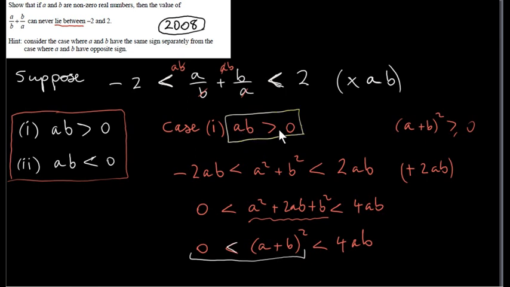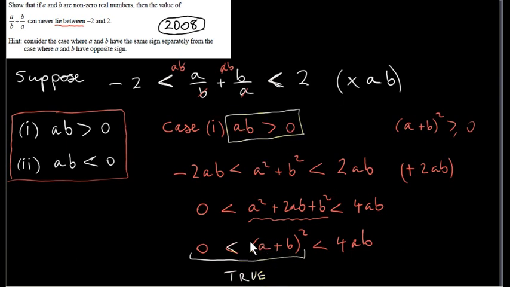If A times B is positive, it means that A and B cannot have opposite sign. If we want A plus B to equal 0, then A and B would have to have opposite sign. For example, if A was plus 2 and B was minus 2, then we would have 0 squared is greater than 0, which is false, of course. But that can't happen, because if A times B is positive, then A and B have to have the same sign. So this can never be 0. So this part is true, provided that AB is greater than 0, and that's what we're assuming.